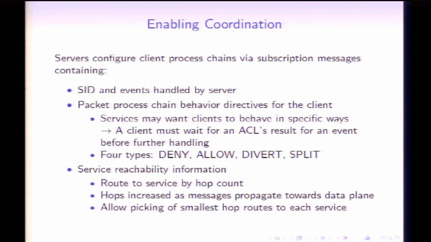And in addition to this process chain service information, service reachability information is also encoded in these packets. So that would be a route to a different type of service, meaning how many hops it takes to get to a certain service. These configuration messages are propagated down to the clients below once a client receives it from a server. At each step, the hop count is incremented, so the controllers can collect these configuration messages and build up a least hop route to each of these services. And hop is just a simple metric that was chosen for ease of implementation.